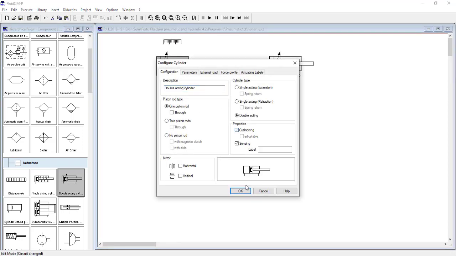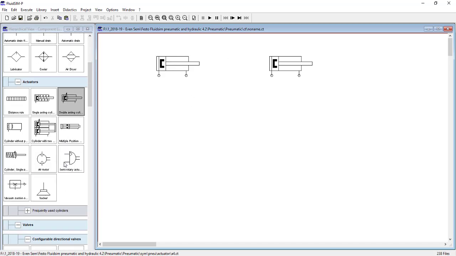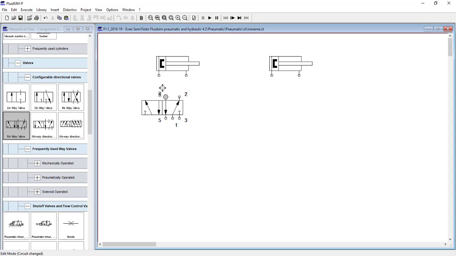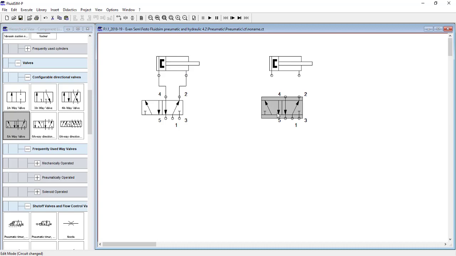So I will just remove this cushioning part, right? So this is our step number 1. We have drawn two double acting cylinders. Now always to control a double acting pneumatic cylinder, we require a 5x2 direction control valve. So there is a 5x2 direction control valve for this piston, and there is a 5x2 direction control valve for this piston, right? So here are the two 5x2 direction control valves.